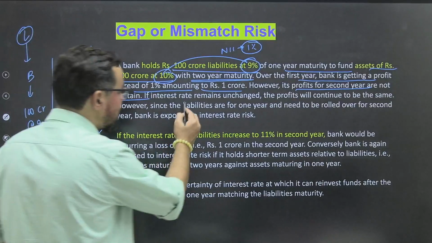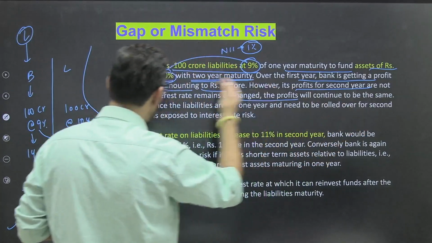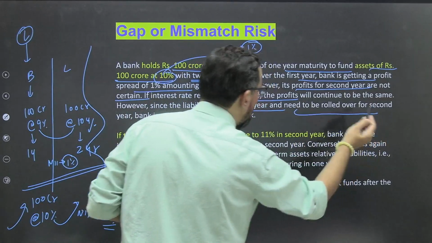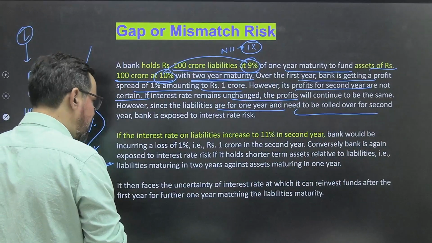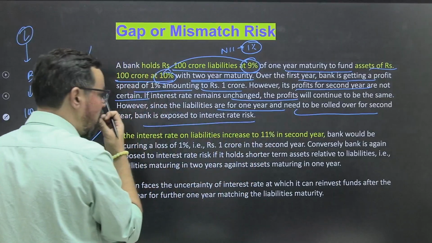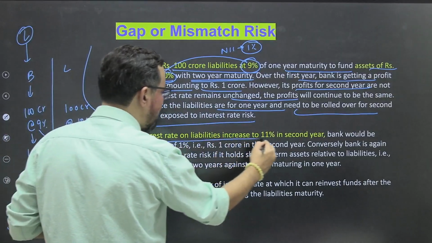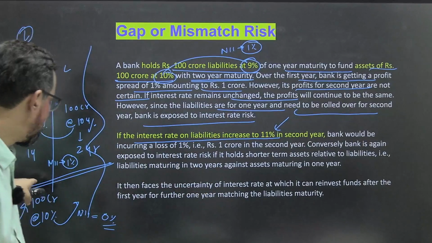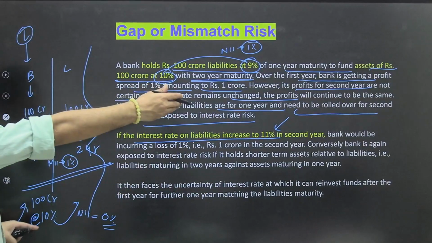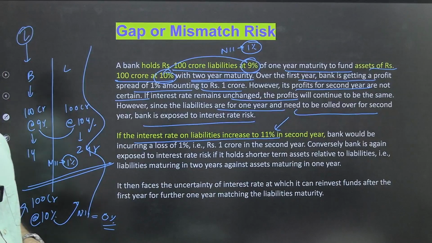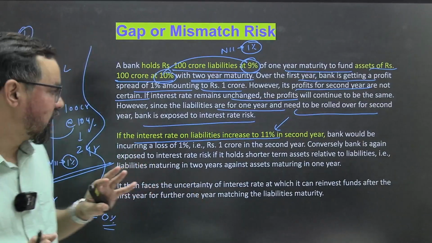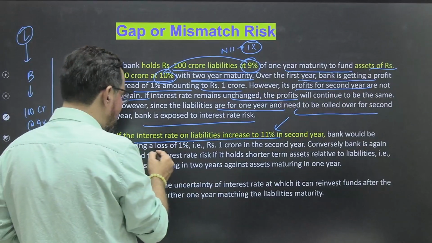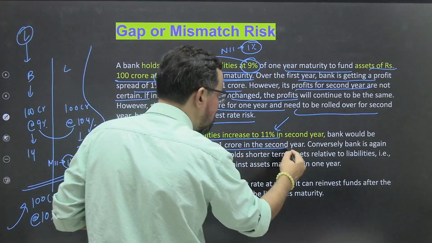So if the interest rate remains unchanged, profit will continue. However, since the liabilities are for 1 year and need to be rolled over for the second year, the bank is exposed to interest rate risk. If the interest rate on liabilities increases to 11%, next year if the rate goes from 10% to 11%, which is even more negative, then NII will be negative, a 1% loss, so we will not get any benefit then. The bank would incur a loss of 1 crore in the second year.